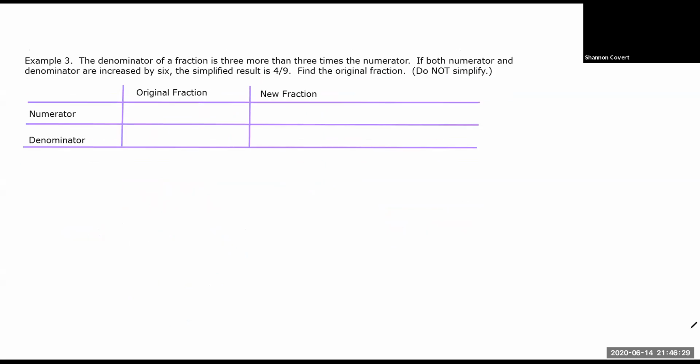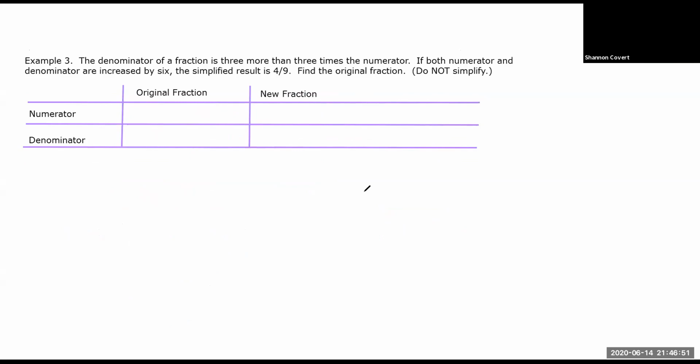Example 3. The denominator of a fraction is 3 more than 3 times the numerator. If both the numerator and denominator are increased by 6, the simplified result is 4 over 9. Find the original fraction, do not simplify. So the numerator and the denominator are what I need to determine here.